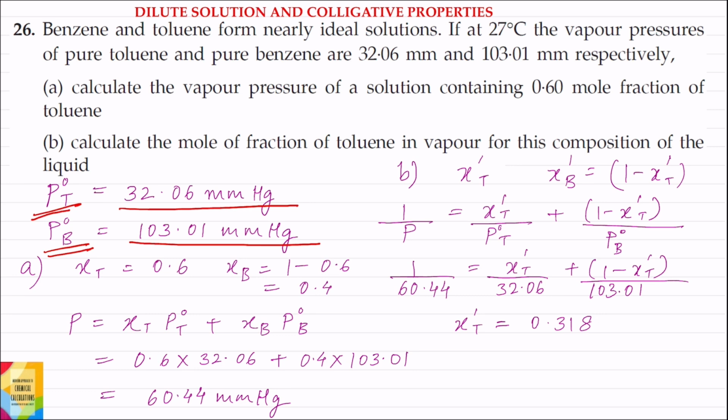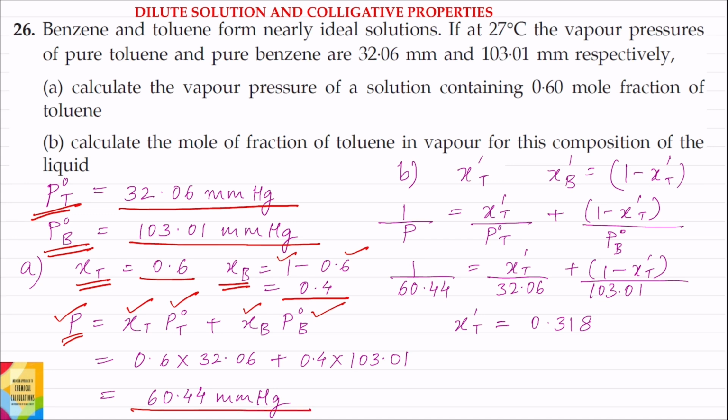We have to calculate the vapor pressure of the solution in which the mole fraction of toluene is 0.6. Now mole fraction of toluene plus mole fraction of benzene is equal to 1. Therefore mole fraction of benzene will be equal to 1 minus mole fraction of toluene, and this is equal to 0.4. So the vapor pressure of the solution will be equal to mole fraction of toluene into vapor pressure of pure toluene plus mole fraction of benzene into vapor pressure of pure benzene. Now putting all the values and solving, the vapor pressure of solution is 60.44 millimeter of mercury.